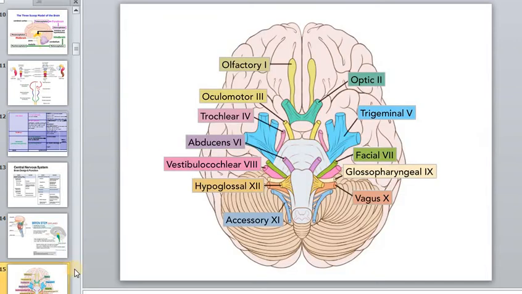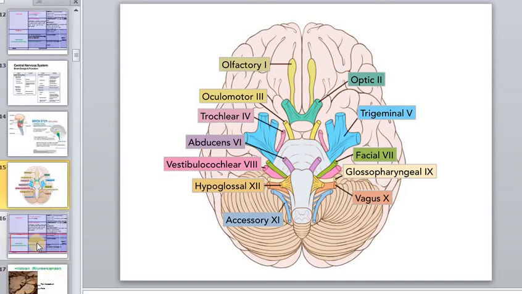Here we see some nerves supplied to the face and neck via the cranial nerves, and 10 pairs of cranial nerves come from the brain stem.